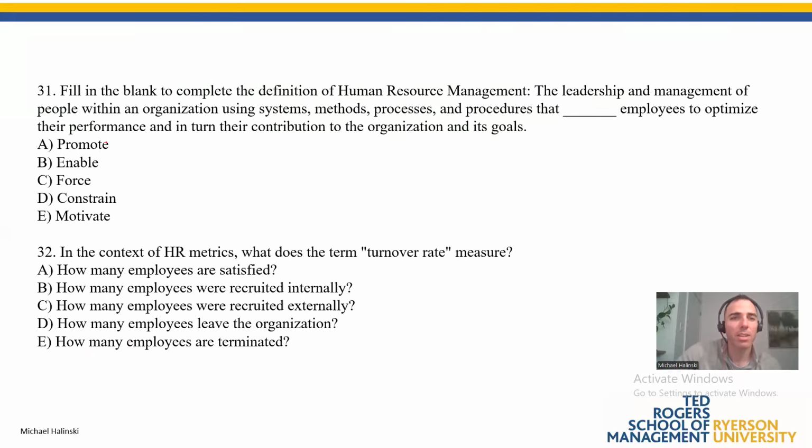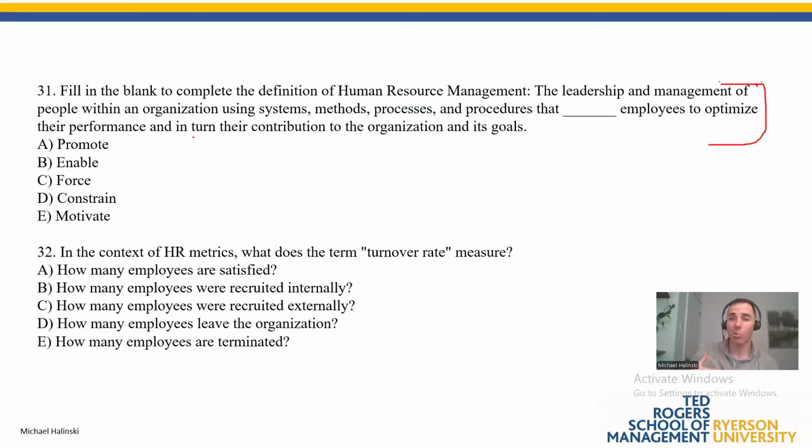Okay, this one, fill in the blank to complete the definition of human resource management. So this is just the definition from the textbook. This one, I have to admit, was kind of a stinker of a question. But this is verbatim from the textbook: the leadership and management of people within an organization using systems, methods, processes, and procedures that blank employees to optimize their performance and in turn their contribution to their organization and its goals.